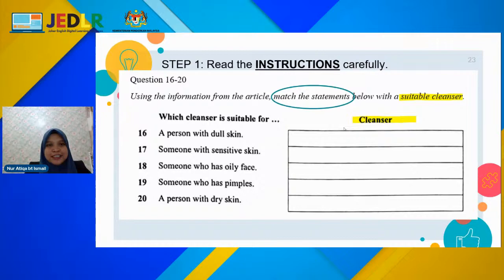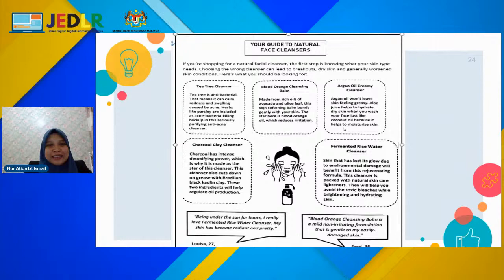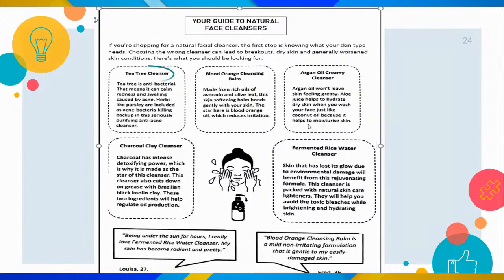Now, they want cleanser. The main idea is this one. Tea tree cleanser, blood orange cleansing balm, argan oil creamy cleanser, charcoal clay cleanser, and fermented rice water. Those are five types of face cleansers that you can find in the text. So your answer will be based on these five face cleansers. Any description should match with one of these cleansers.